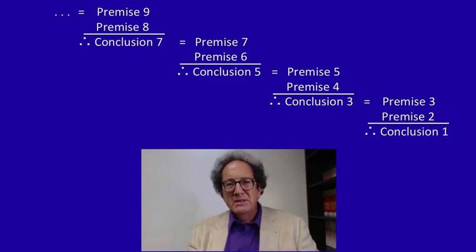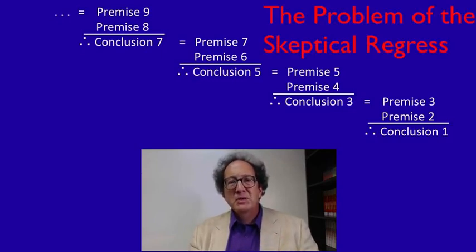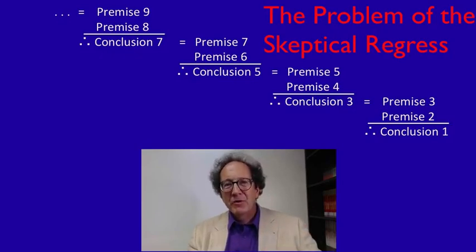In order for the premises to be justified, they have to be backed up by an argument, but the argument has premises of its own that have to be backed up by another argument, and so on and so on. This problem is called the problem of the skeptical regress, because you regress back to one argument after another, after another. And it's hard to see how that regress is ever going to come to an end.